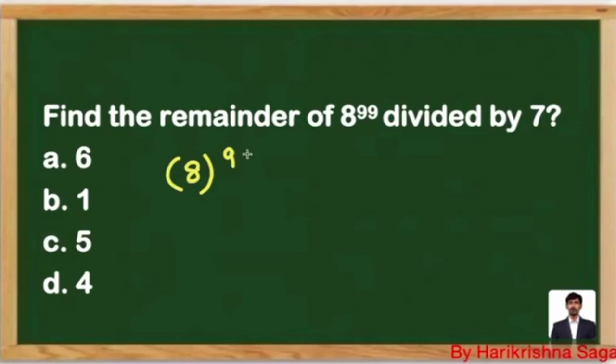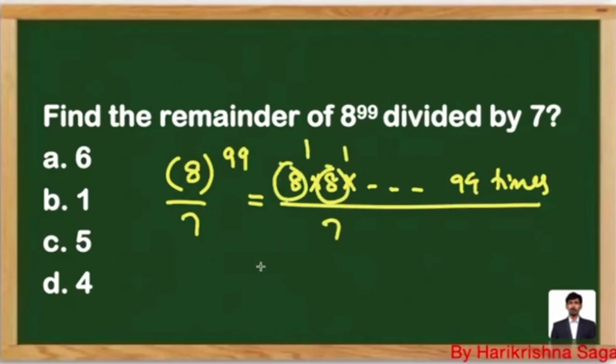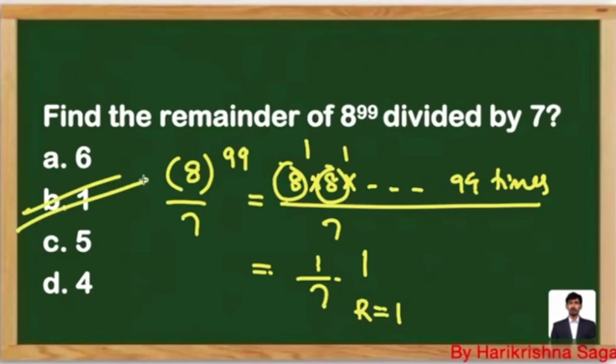8 power 99 by 7 రిమైండర్ ఎంత అని అడుగుతున్నాం. సో 8 power 99 అంటే మీనింగ్ ఏంది? 8 into 8 into 8, like that 8 will come for 99 times. దీన్ని మనం దేంతో డివైడ్ చేస్తున్నాం? 7 తోటి. What is 8 by 7 రిమైండర్? 1, 1, 1. How many times 1 will come? 99 times. 1 power 99 is 1 itself. 1 by 7 remainder is 1 itself. Mark the answer 1, available as B.